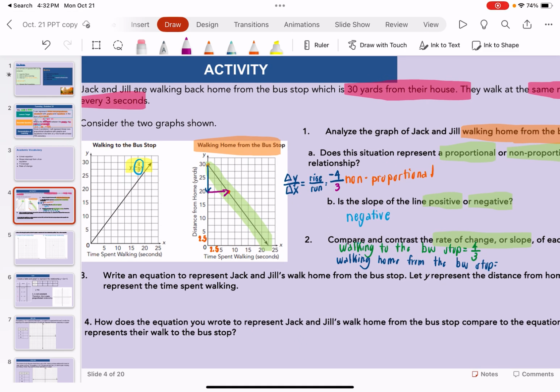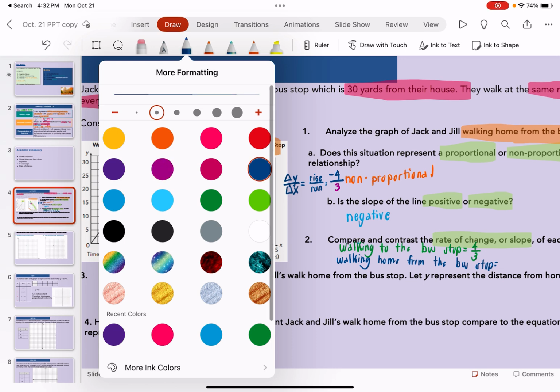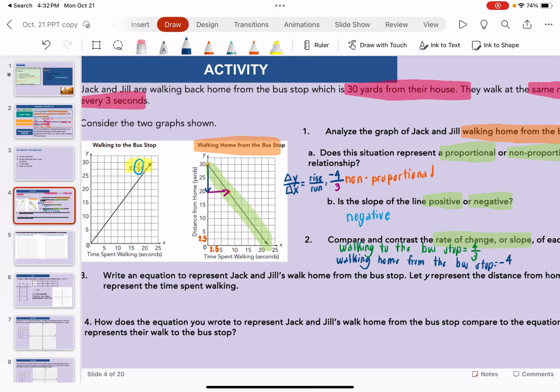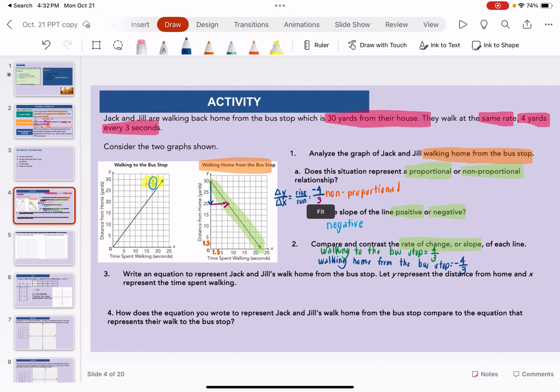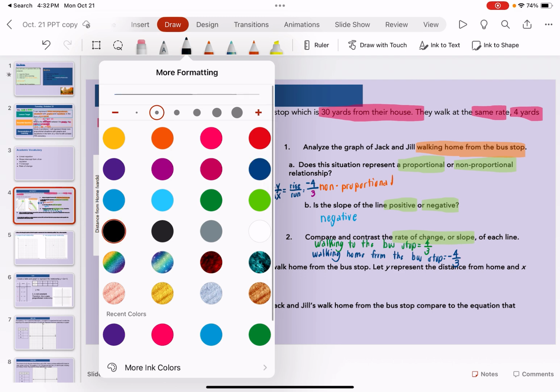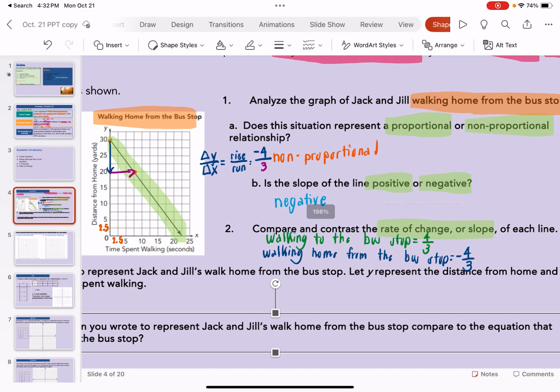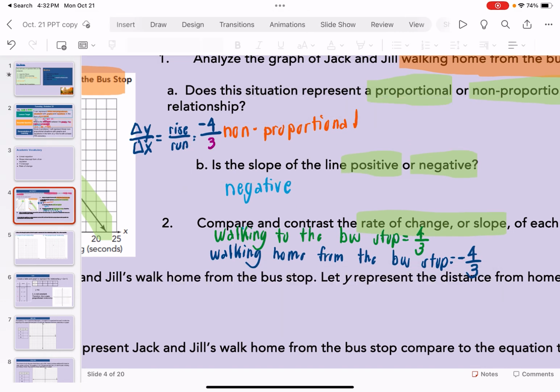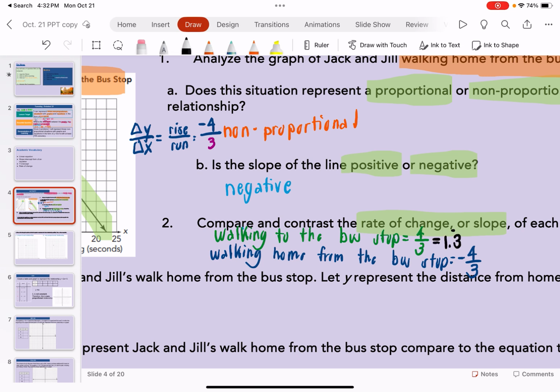So it's going to be negative 4 over 3. If I wanted to, I can turn the 4 over 3 into a decimal. So for both of them, it would be equal to 1.3 with the 3 repeating, except obviously for walking home from the bus stop, it would be negative 1.3 with the 3 repeating.